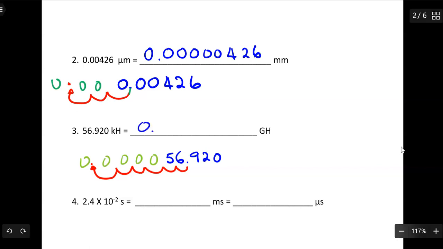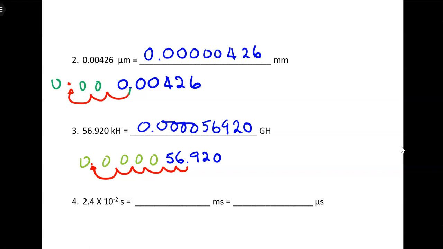So it will be 0.000056920. So you are moving the decimal point on this number 6 places to the left to meet the giga.